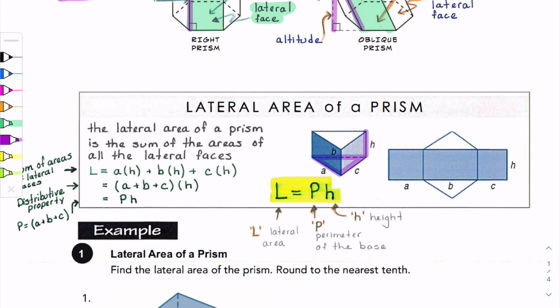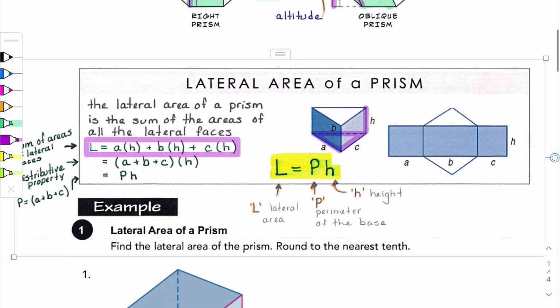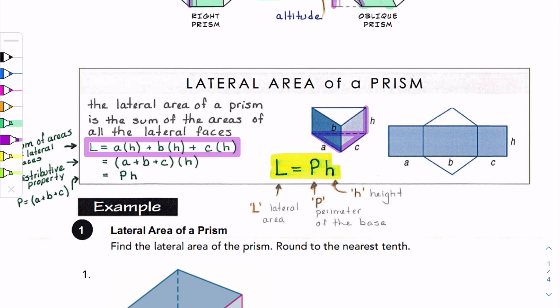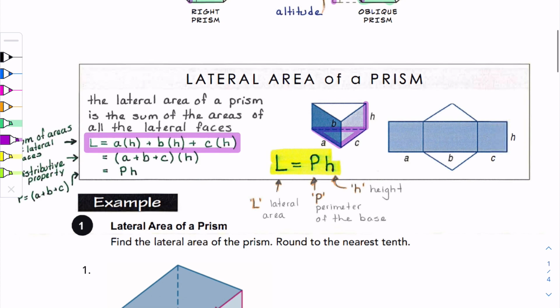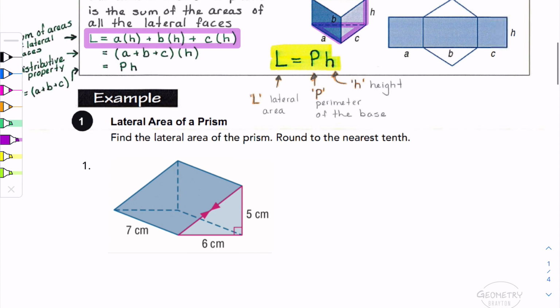So it does not matter to me whether you use the long equation, which is when you find all the areas and add them together, or if you use the shortcut in which you find the perimeter of the base and multiply it by the height. So let's take a look at the first example. It says find the lateral area of the prism, round to the nearest tenth.